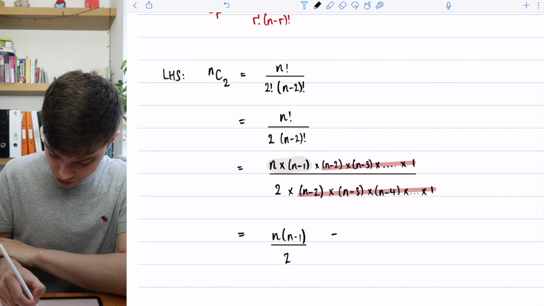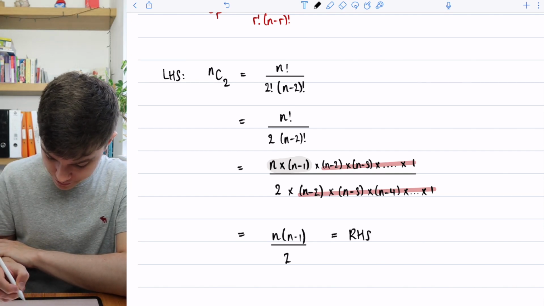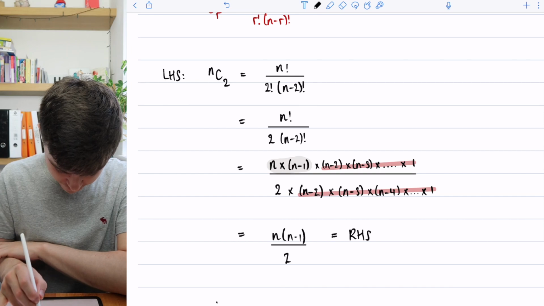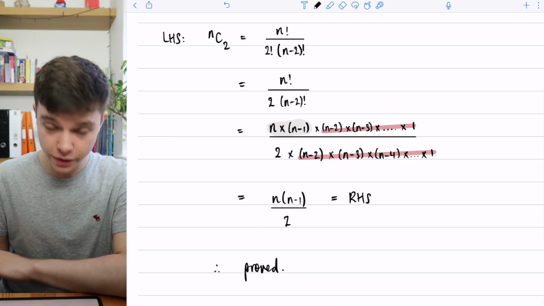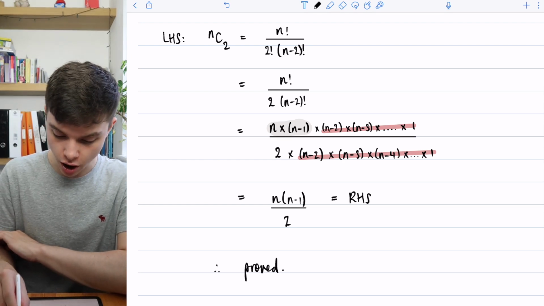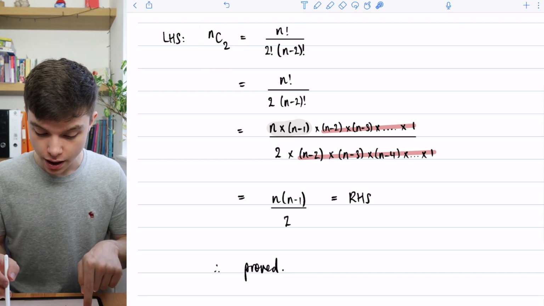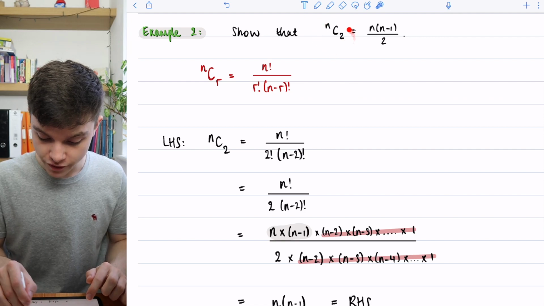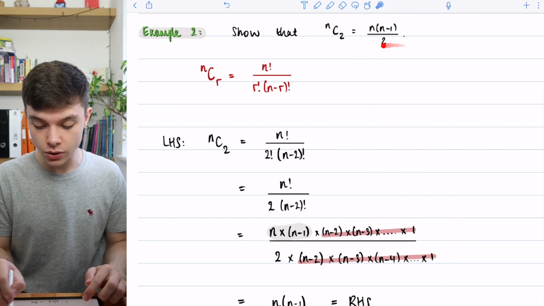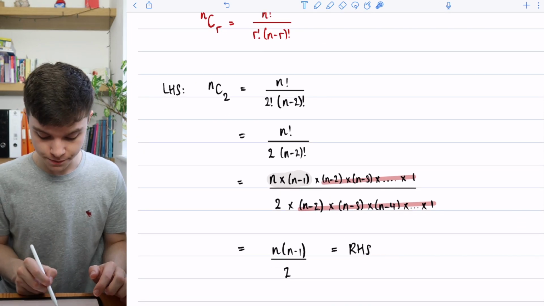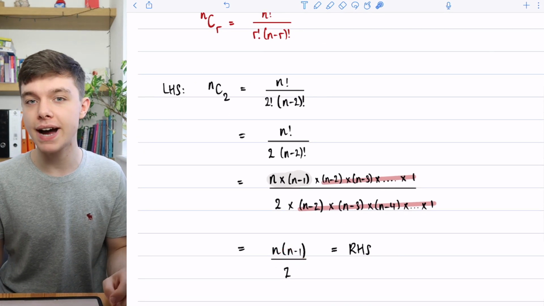And that is equal to the right-hand side. So therefore, we have finished. I'll just write, therefore, proved. We've finished the proof, okay? We've got what we started with here, n choose 2. We've done our mathematical steps to show that it's equal to what we're trying to show it's equal to, n times n minus 1 divided by 2.